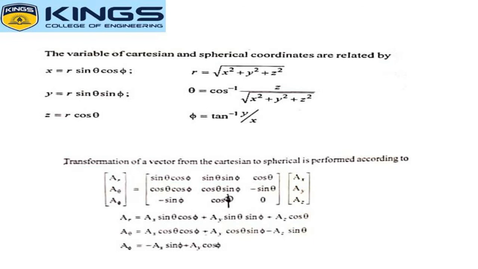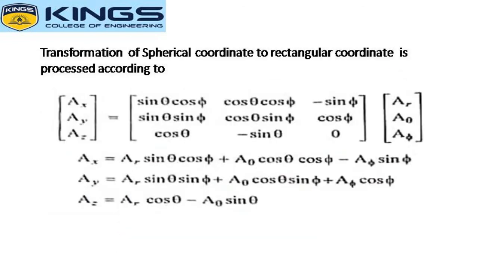Therefore, the equivalent vector components are represented as: ar vector is equal to ax sin theta cos phi plus ay sin theta sin phi plus az cos theta, a theta is equal to ax cos theta cos phi plus ay cos theta sin phi minus az sin theta, and a phi is equal to minus ax sin phi plus ay cos phi.